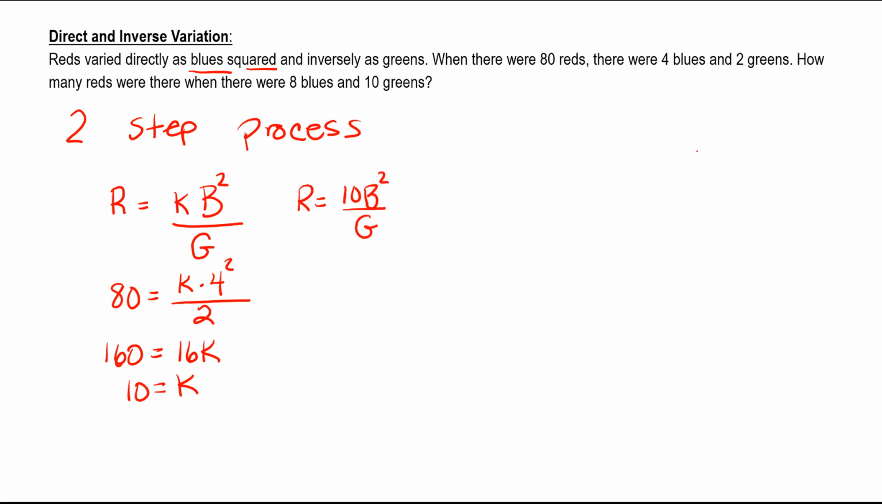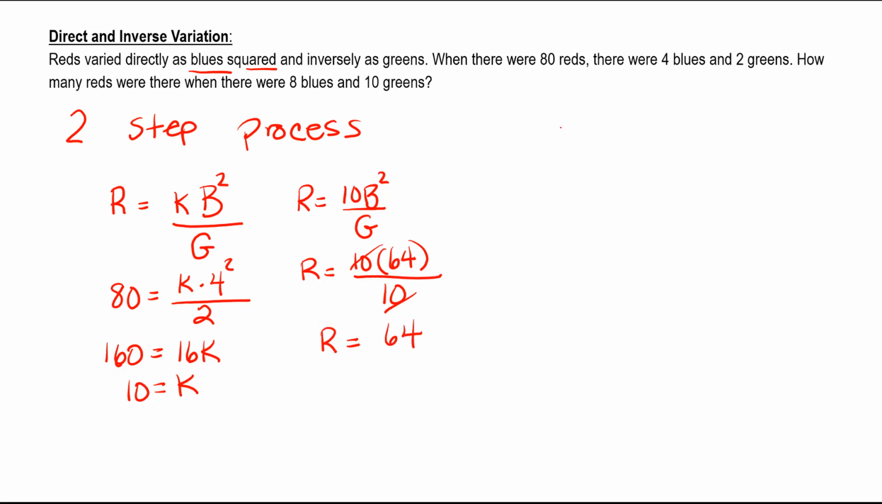And now you plug in the second values they give you. How many reds were there when there were 8 blues and 10 greens? So reds equals 10 times 8 blues squared, that's 64, and 10 greens. So 10s cancel, and you get the number of reds is equal to 64.